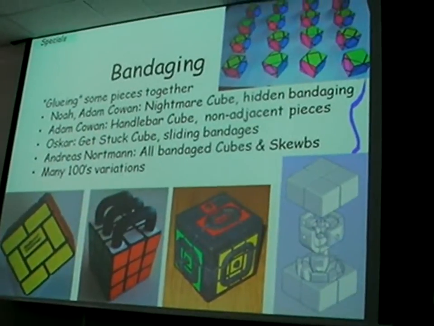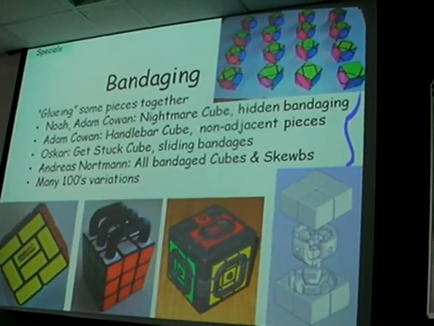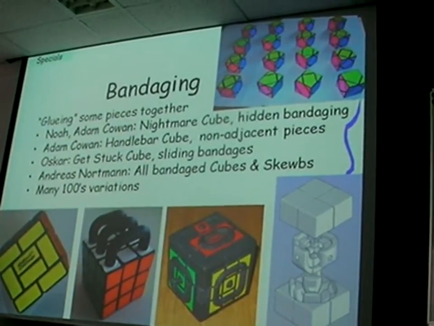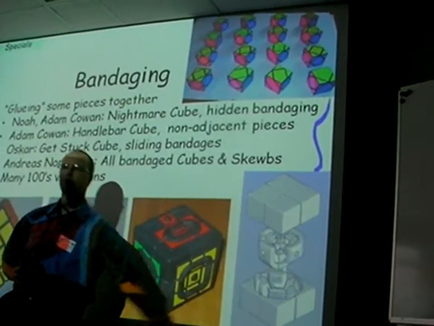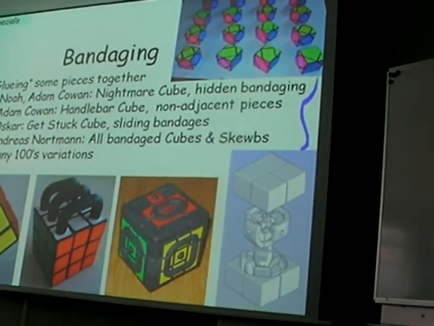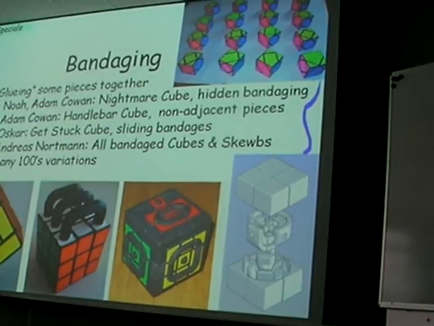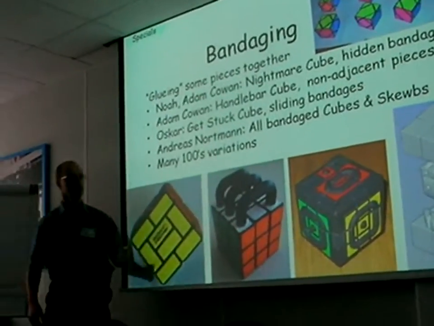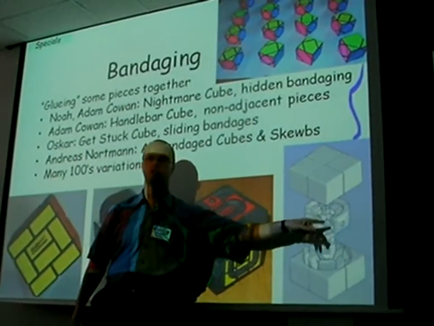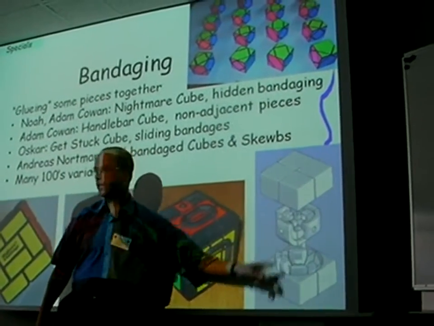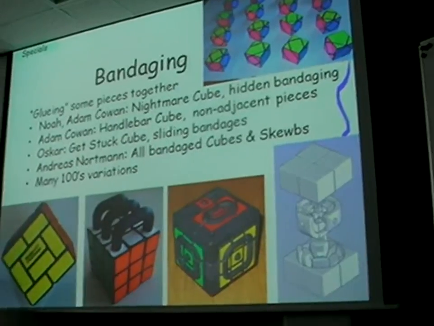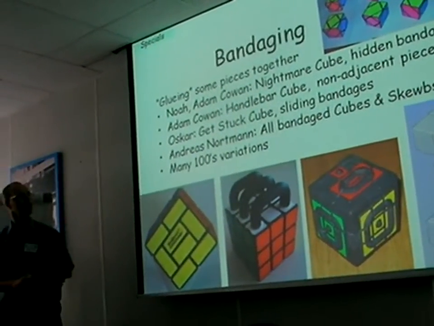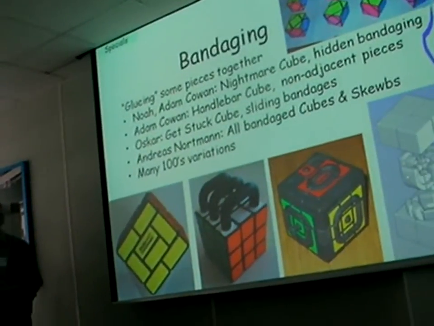The most beautiful example of bandaging was done by Noah and Adam Cowan. They built the Nightmare Cube. That's the one that you see here. From the outside, it looks like a regular 2x2 Rubik's Cube, and when you turn it, it turns like a 2x2. But once you start scrambling it, you see that on the inside, the inner 3x3 has been bandaged. And that's very naughty, because once you get it scrambled, some of the moves are blocked. So I think Nightmare Cube is well chosen.